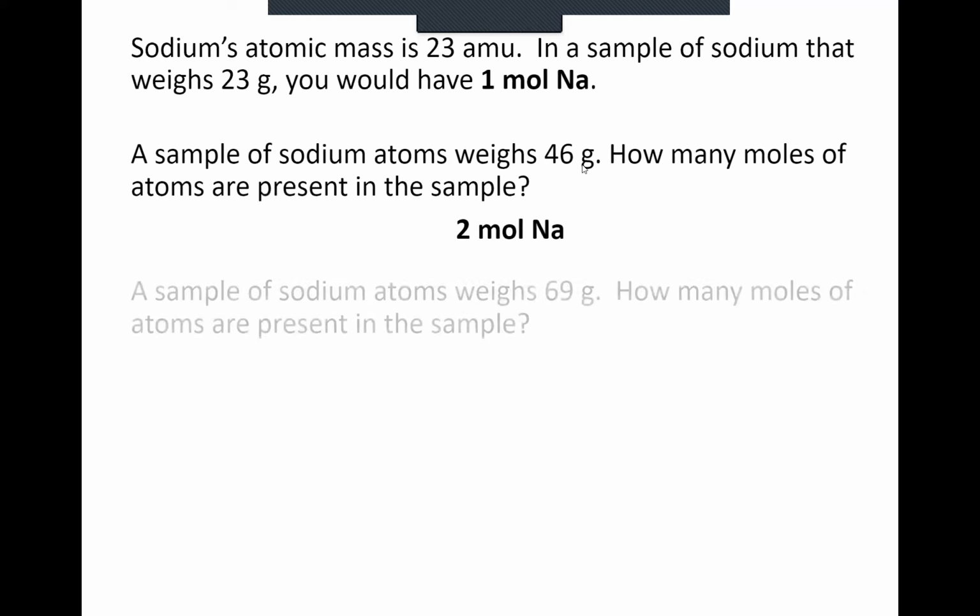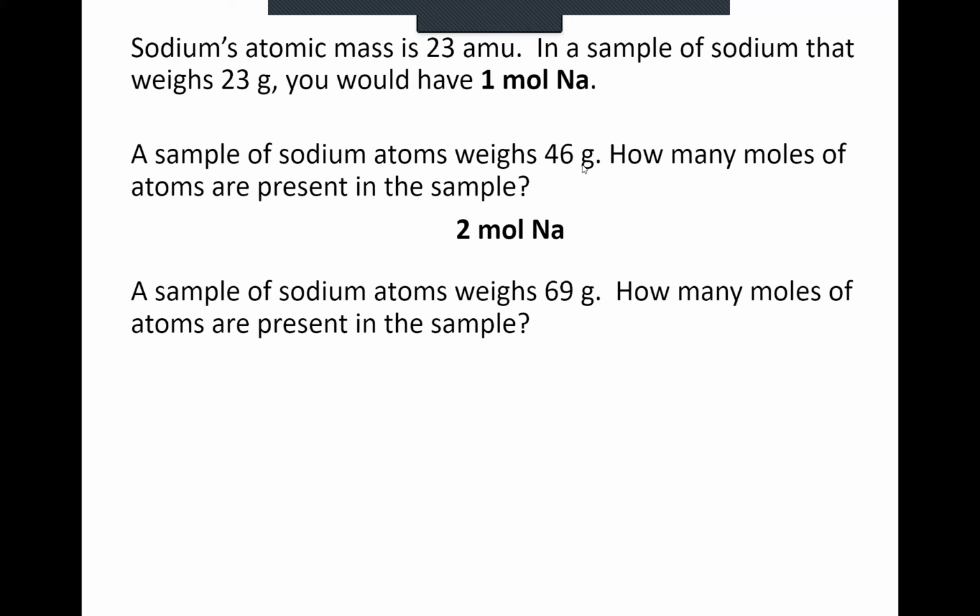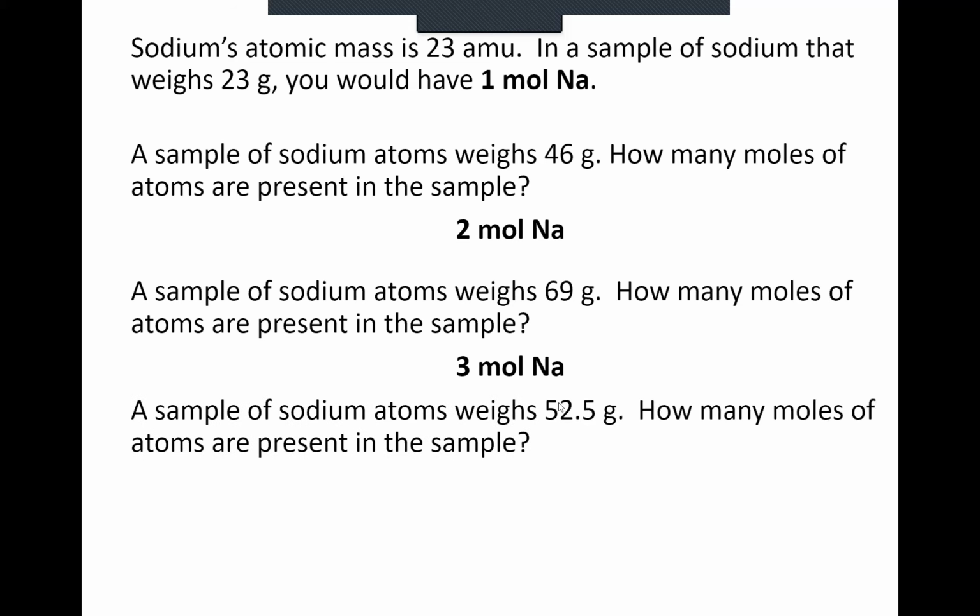What if we have 69? That's 3 times 23. How many moles would you have? Well, it would stand to reason you'd have 3 moles. Okay, but you're not always going to have exact whole numbers of moles of sodium in your sample. Maybe you have a sample of sodium that weighs 52.5. Now, you can see from above, if 2 moles is 46 grams and 3 moles is 69 grams, 52.5 ought to be somewhere between 2 and 3, probably closer to 2. Turns out it's 2.28 moles of sodium.